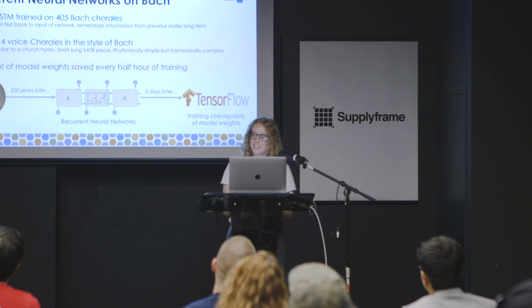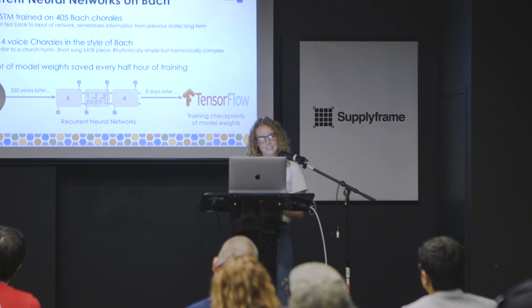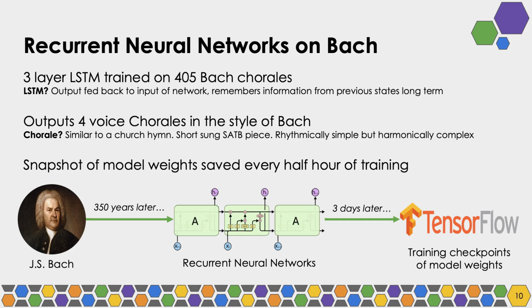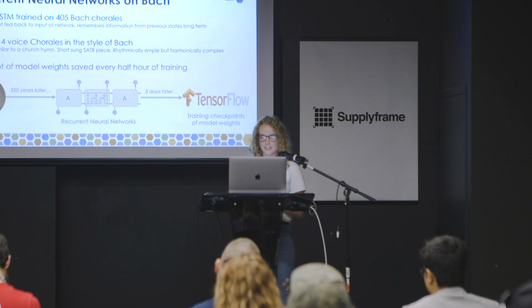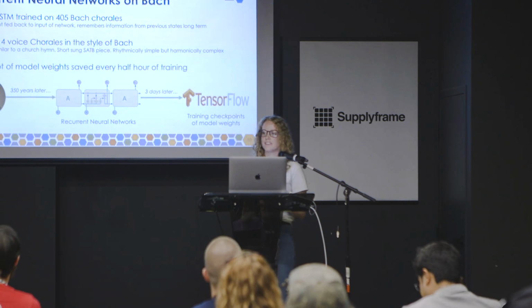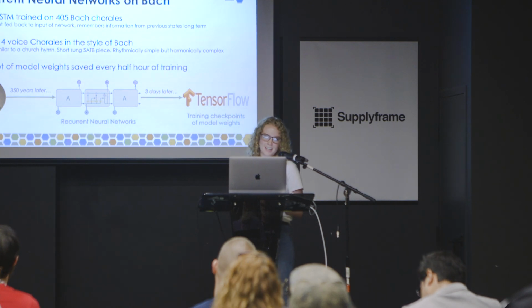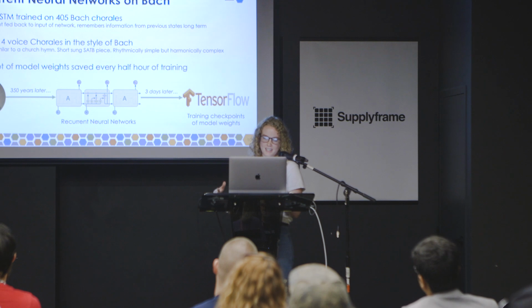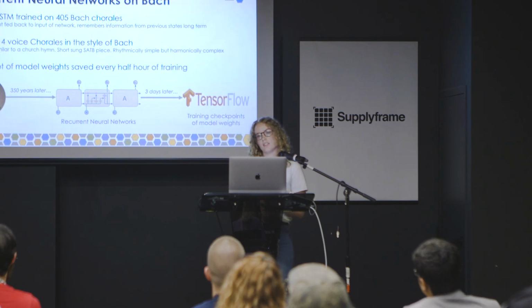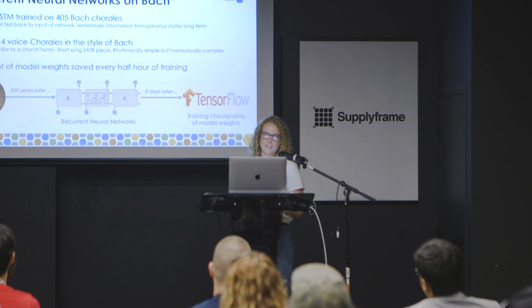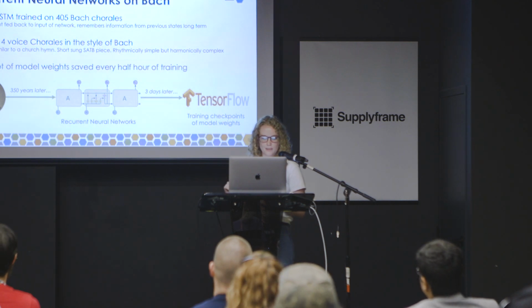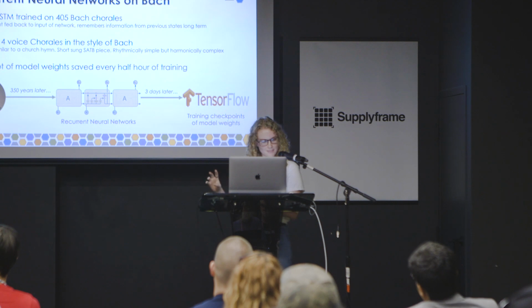All right, so basically what I did here is I trained a three-layer LSTM on 405 Bach chorales. So what is an LSTM? It's basically a neural network where the output is fed back to the input, so it's able to remember information from previous states long term. This is especially useful in music because, as you can imagine, what a musician plays next is very dependent on what happened previously. So if we're going to try to learn how to do that with a neural network, we want to make sure that we're feeding back the output and that we're being recurrent.